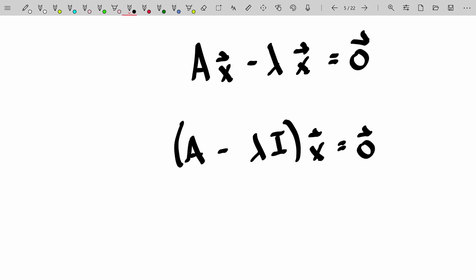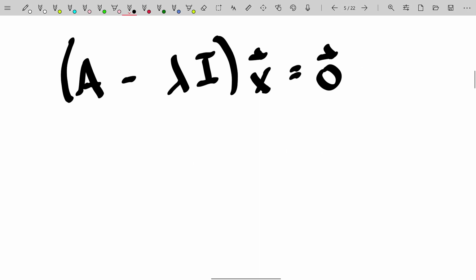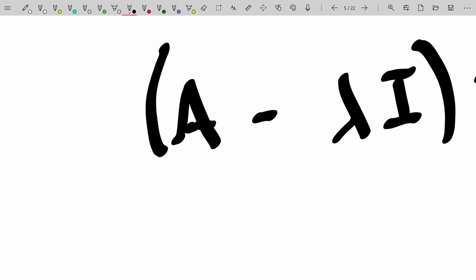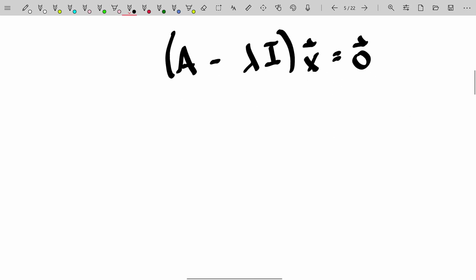We'll remember one other thing, which is that eigenvectors are never zero vectors. And because of that, this homogeneous equation must have non-trivial solutions. That is, this matrix is a singular matrix. That is, it's not invertible. That is, the determinant is equal to 0. So let's go ahead and set the determinant of that matrix equal to 0.